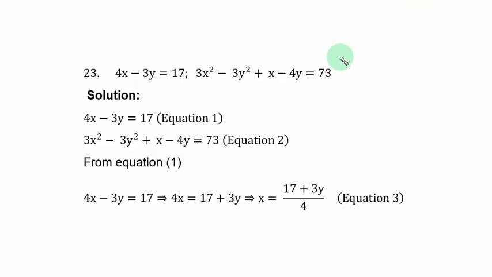Example 23, we have another system. 4s minus 3y equal to 17.